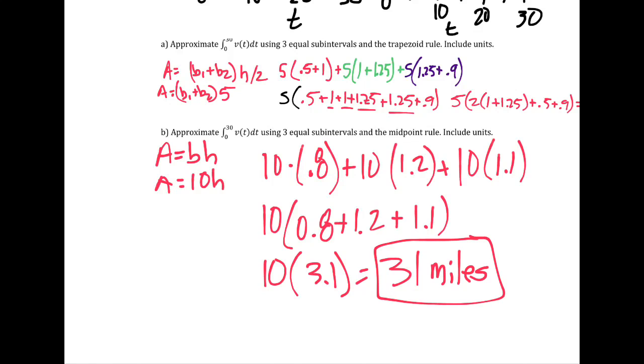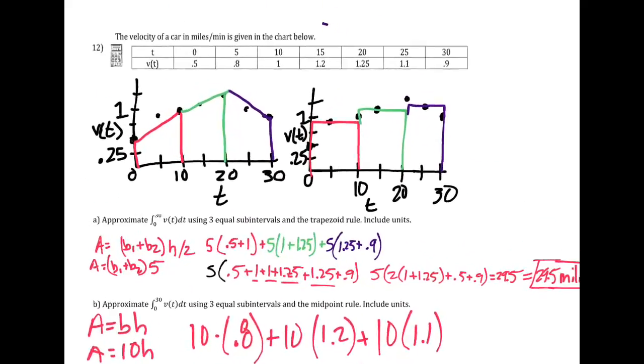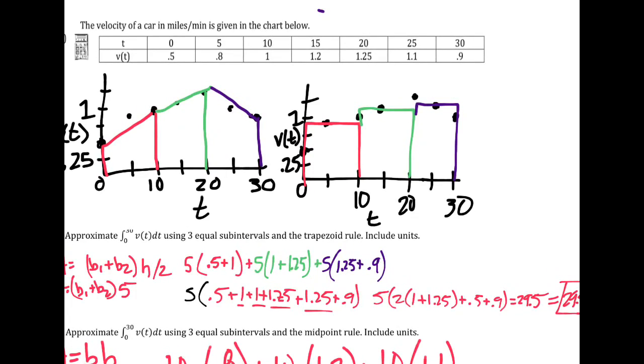The trapezoid rule determined that we traveled 29.5 miles, so pretty close, but a little difference there. Which one's more accurate? Hard to say. We could use even smaller intervals and get an even better approximation.